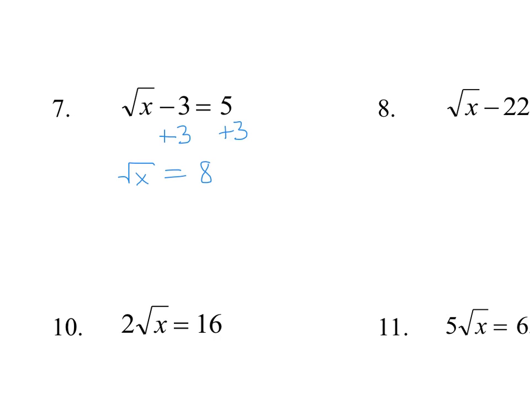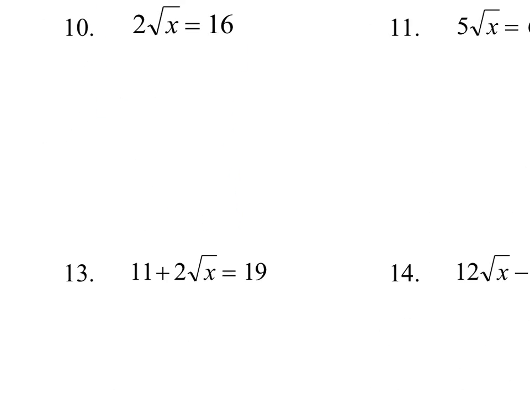And now that we have the radical on one side of the equal sign and everything else on the other, we can square both sides. Square the square root of x and square 8. Square root of x squared is just x. 8 squared is 64. Final answer is x equals 64.